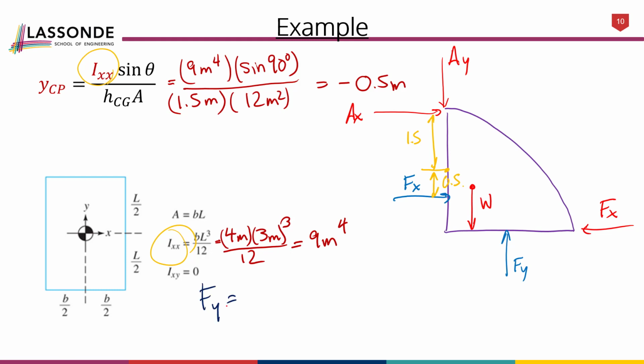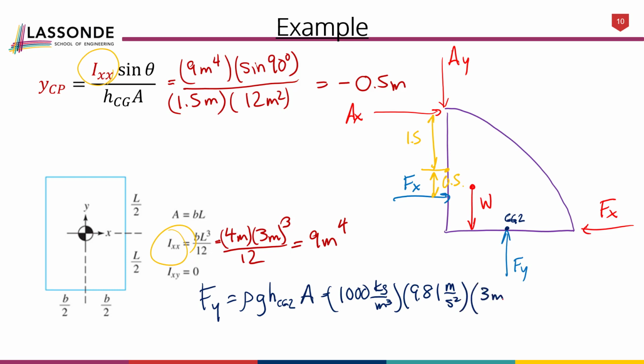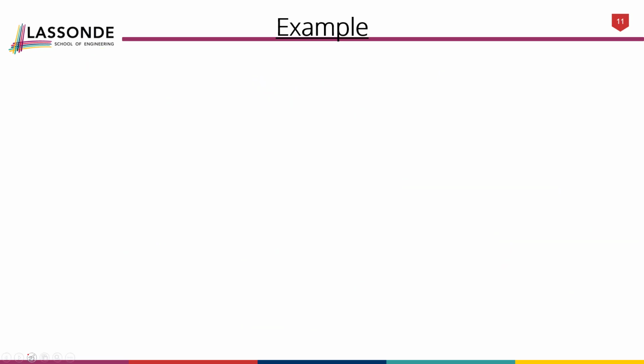So let's go and calculate what that force Fy is now. We have rho g h, where that h is at the center of gravity of that horizontal surface. So we'll sub in numbers: 1,000 for density, 9.81 for gravity. It's 3 meters below the surface, and we have a 12 square meter area. So if we calculate this out, we get 353.2 kilonewtons.